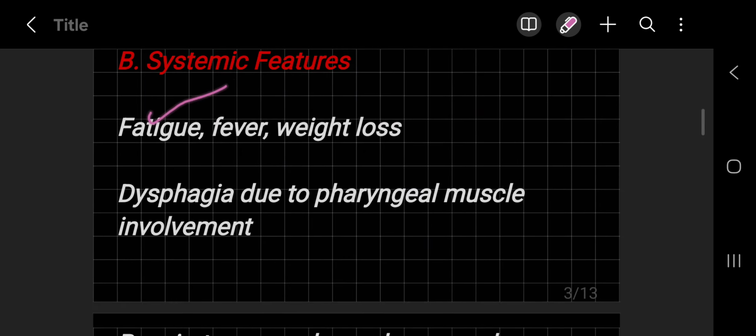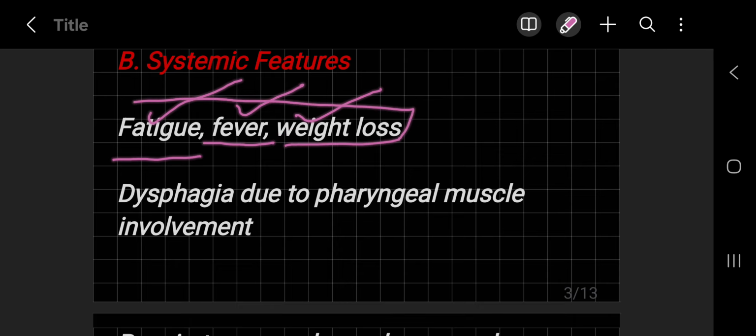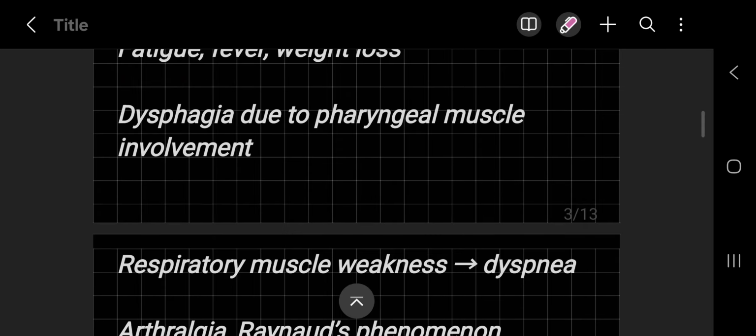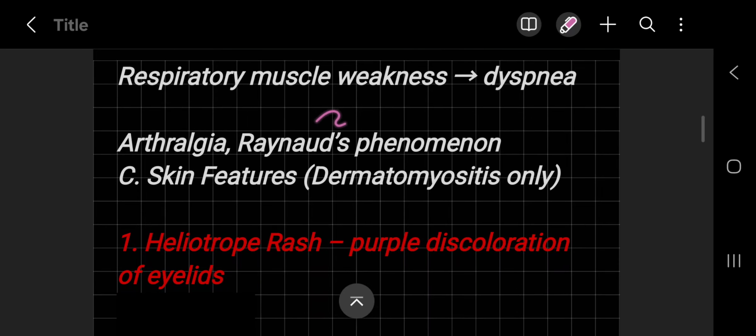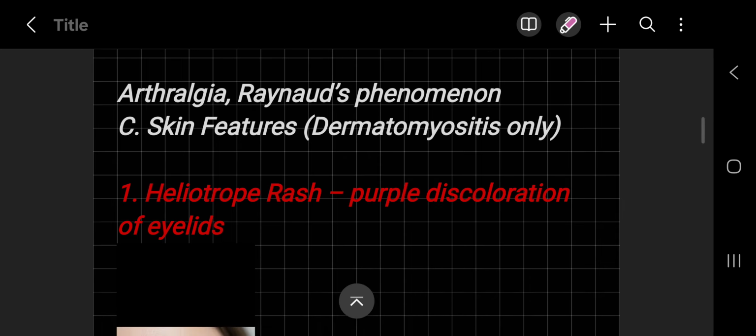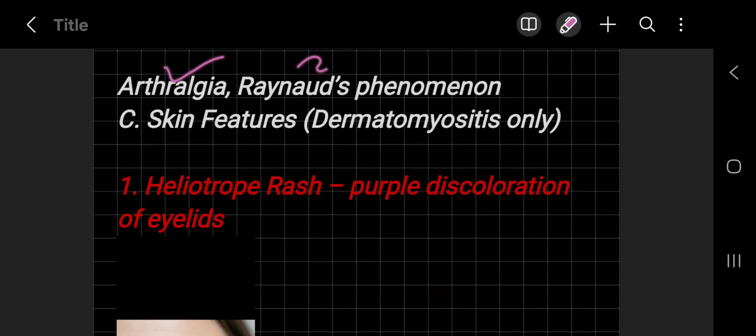Systemic features. Systemic features are present in every rheumatologic condition, like fatigue, fever, weight loss. These are characteristic for other autoimmune conditions also. There may be dysphagia due to skeletal muscle involvement of the pharynx. Respiratory muscle weakness can be present in severe cases leading to dyspnea, carbon dioxide retention, or hypoxia. In some cases, arthralgias and Raynaud's phenomenon are also seen in polymyositis and dermatomyositis.